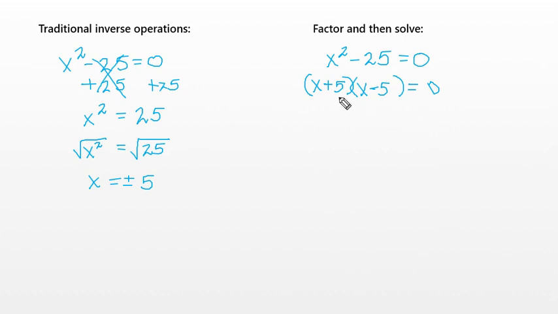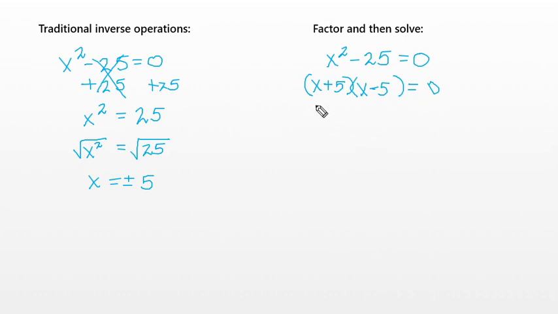So that tells me that either the first factor has to equal 0 or the second factor has to equal 0, or both possibly. But one of them has to be 0 in order to get a product of 0. So I have to multiply something by 0 to get 0. So what I can do is I can set each of these equal to 0 and then solve for x.